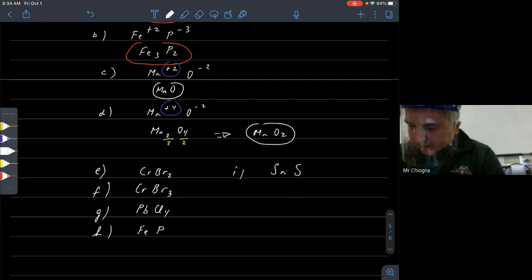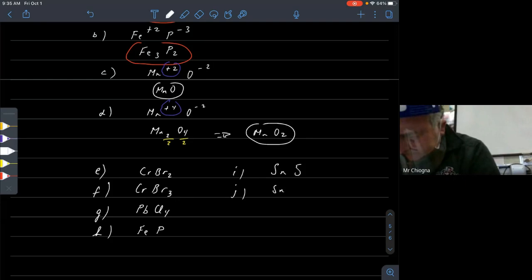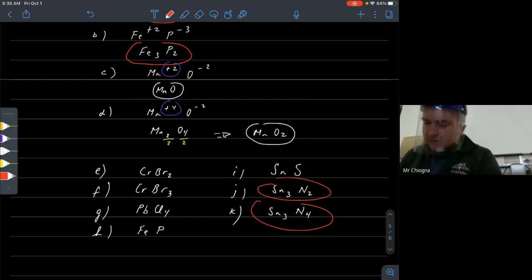Tin 2 nitride, Sn3N2. Tin 4 nitride, Sn3N4. Different compounds because of the different formulas. The ratio of the ions are different.